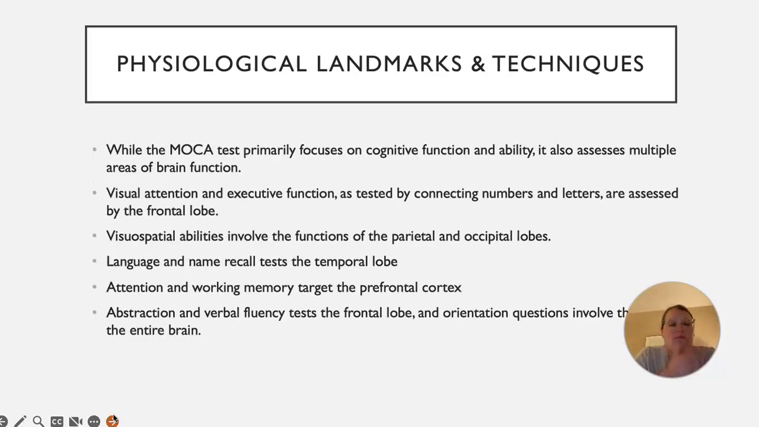The physiological landmarks and techniques used during the MOCA test, it primarily obviously focuses on a person's cognitive function and ability. But with this, it is assessing different areas of the brain for changes in brain function. These are outlined on this slide, such as the visual attention function of the test would be assessing the frontal lobe. The visuospatial abilities would be the parietal and occipital lobes. Language and name recall tests would be the temporal lobe, and attention would be the prefrontal cortex.